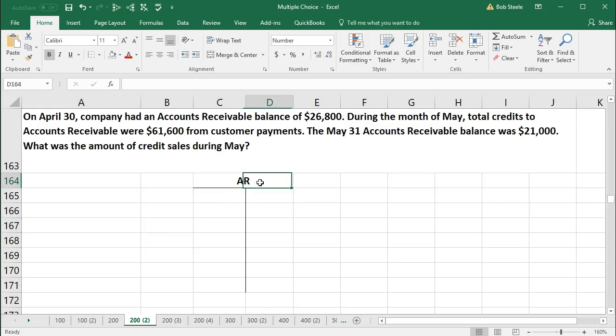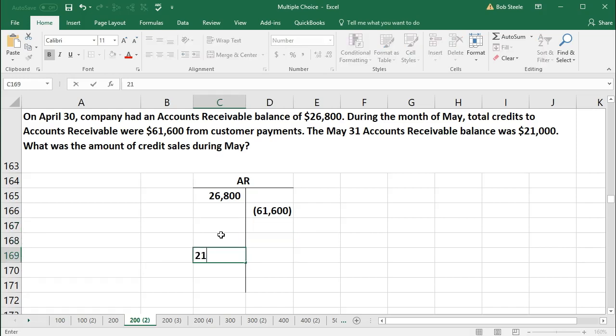We would say the debits on the left, credits on the right, and we're going to have on April a balance. So it's going to have a balance of a debit because we know that AR, accounts receivable, has a normal debit balance, it being an asset account, $26,800. During the month of May, total credits to accounts receivable were, I'm going to make the credits a negative for my purposes, $61,600. You don't have to do that. That's just what I'm used to. The May 31st accounts receivable balance was $21,000.